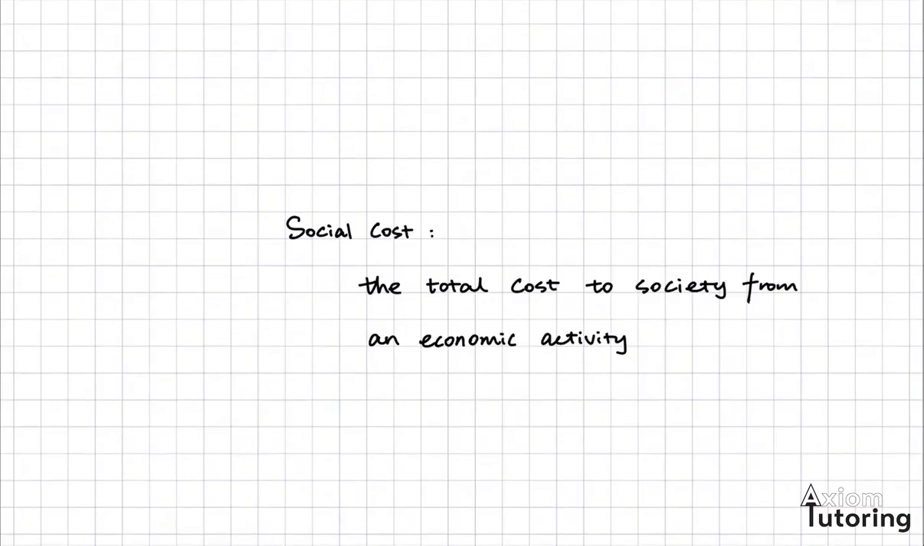Think of social cost as the true cost to society, not just the cost captured, or internalized, by the producers. Producers often ignore external costs because they don't pay for them directly. Now, let's move on to marginal concepts.